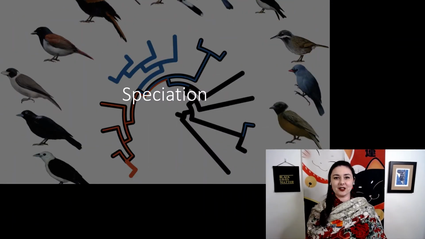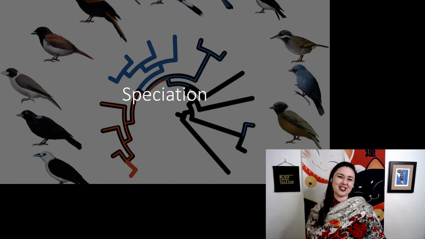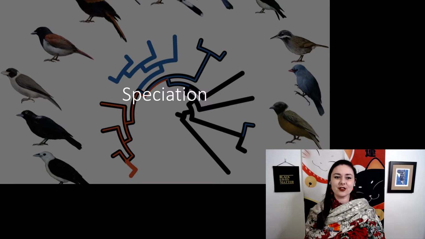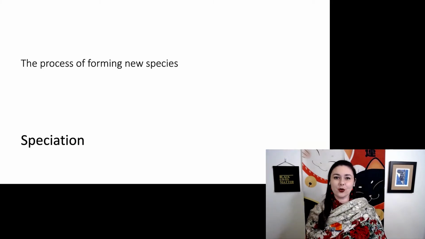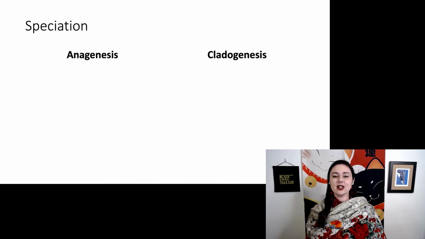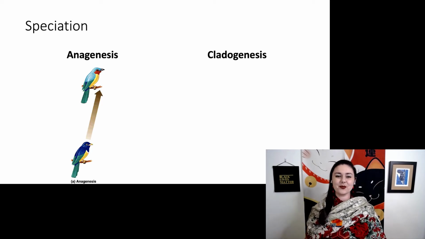Now we're going to talk about speciation, the process that's the reason why we have so many different species out there. Here you can see there's a phylogenetic tree with lots of different lovely birds. Speciation, the word, just means the process of forming new species, and there's a couple different ways it can happen. We can talk about anagenesis versus cladogenesis. This is very similar to the difference between phyletic gradualism and punctuated equilibrium, but we're just talking about a very specific process on the formation of new species.